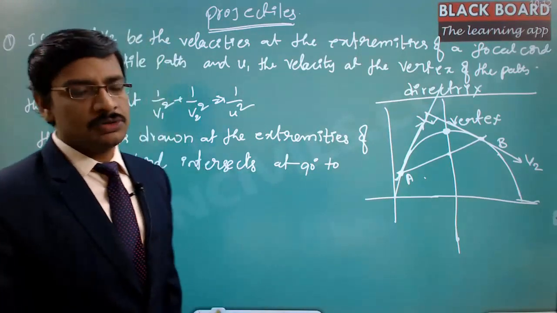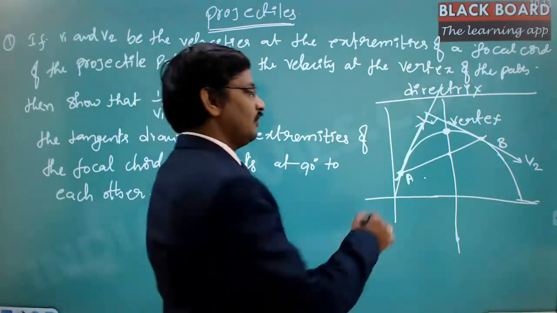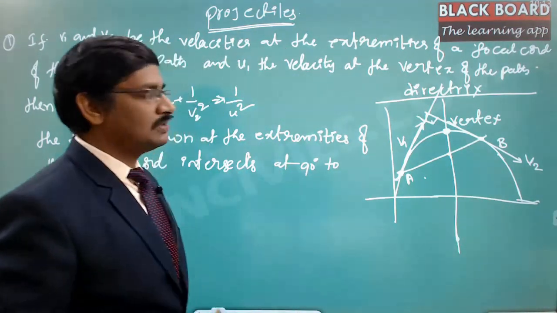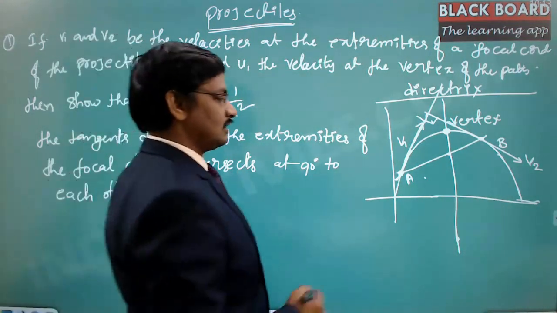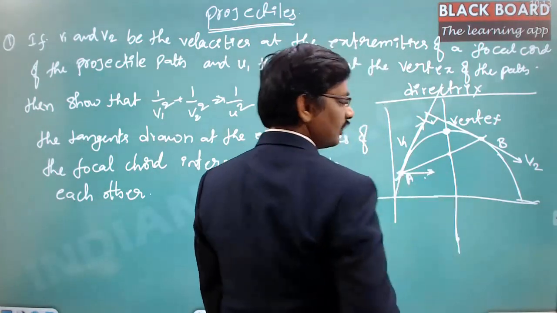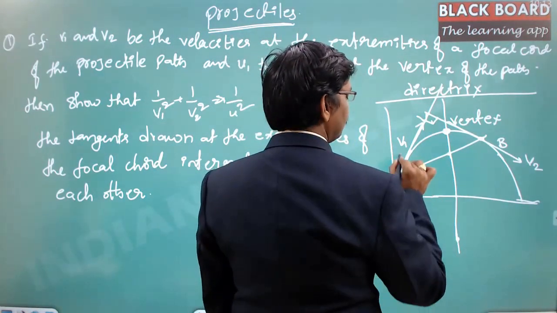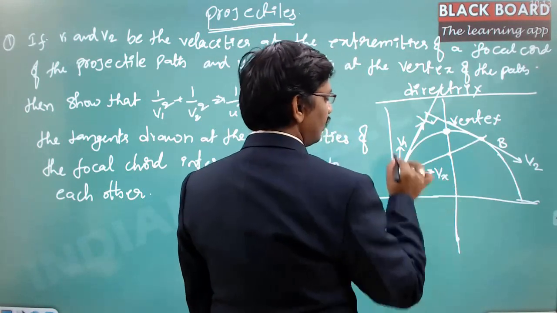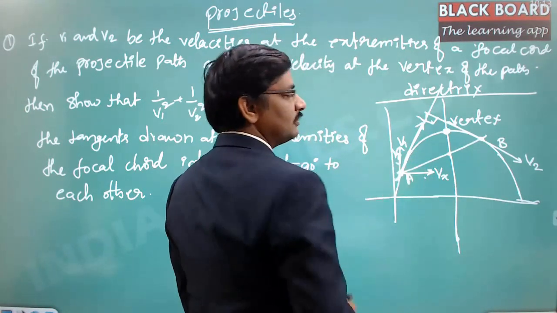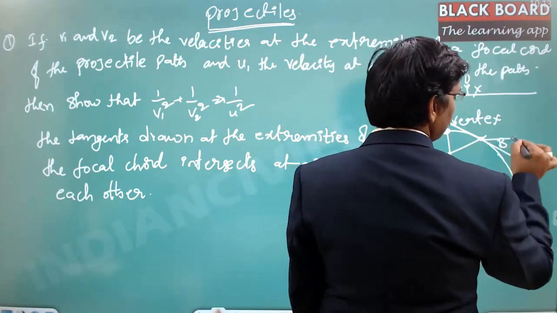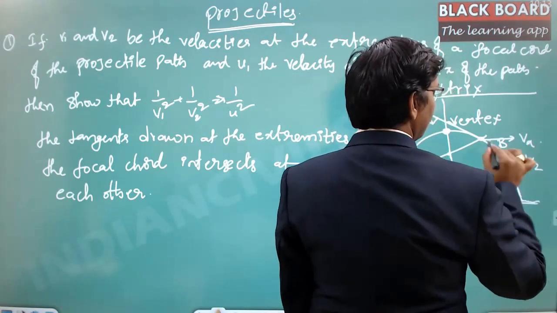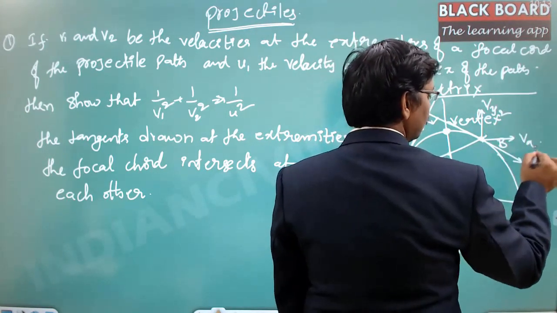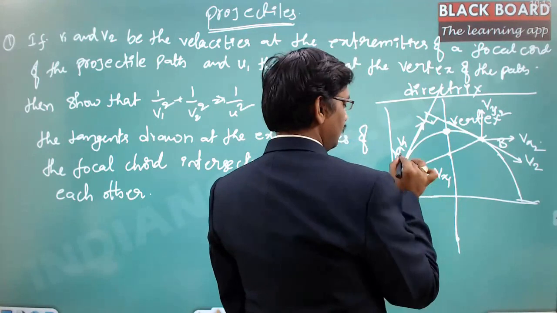Now, based on the projectile characteristics, V1 is the velocity at this point and V2 is the velocity at this point. Each is the resultant of two different velocities: one is the horizontal component of the velocity and the other is the vertical component. So this is called Vx and this is called Vy. Similarly, at this point also there is a horizontal component Vx and a vertical component Vy. So I call this Vy2 and this is Vx2, and this is Vx1 and Vy1.